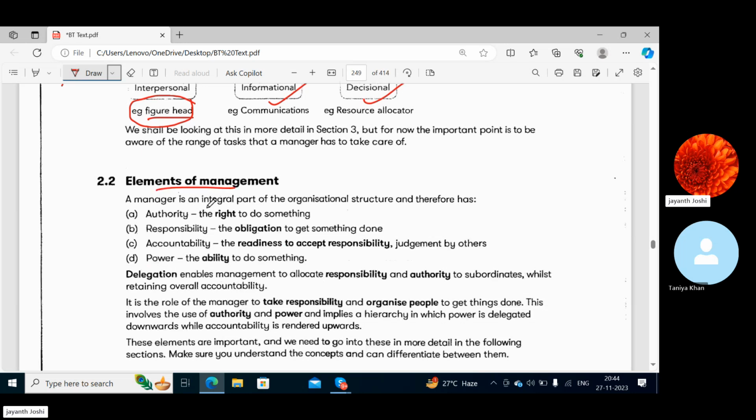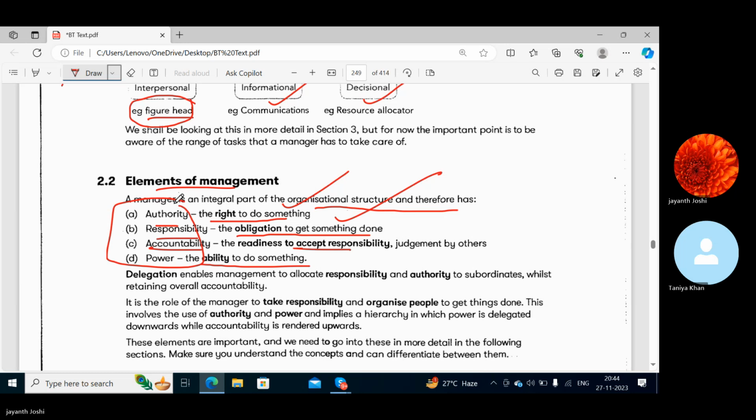Elements of management: a manager is an integral part of the organization structure and therefore has authority, the right to do something; responsibility, obligation to get something done; accountability, readiness to accept responsibility, judgment by others; power, ability to do something. So these are the four important elements that a manager should have. They should have the authority, that means the right to do something, and responsibility, the obligation to get something done. Then accountability, readiness to accept responsibility, taking responsibility for whatever they're doing, and also power, the ability to do something.